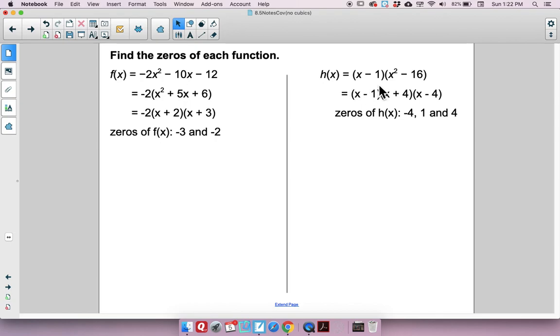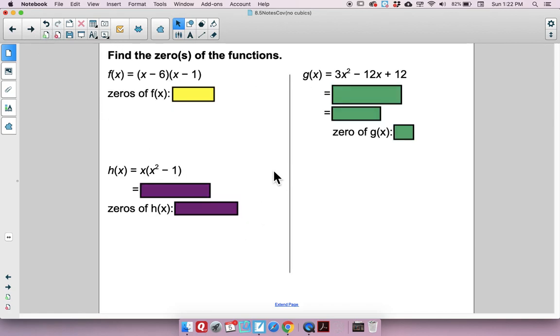And notice that if we multiply this out, it's actually not a quadratic function or something where our first term is x squared. It would be what? A cubic function, because it would be x cubed. Okay. All right, so let's go ahead and practice these. See if you can get these, and then start the video back up.